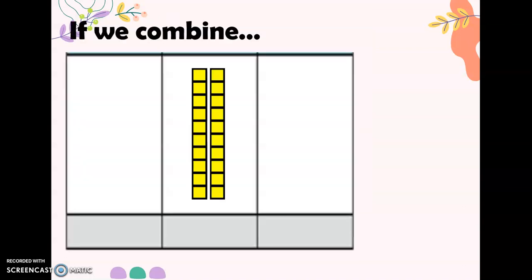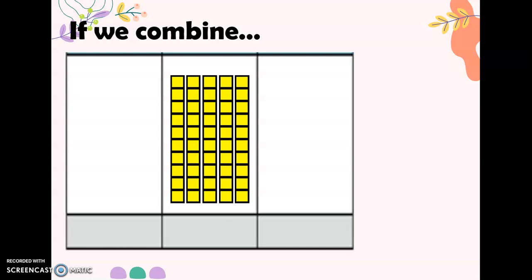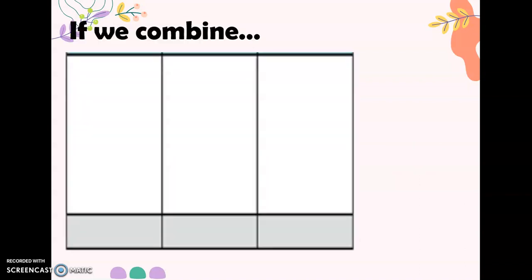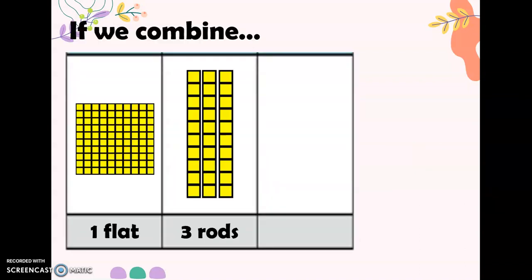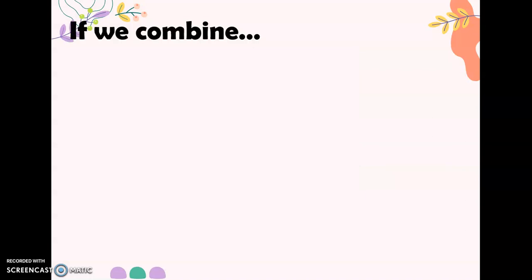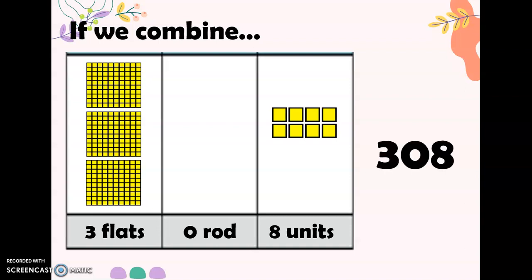Now, if we combine 2 rods and 5 units, then we'll have 25. If we combine 5 rods and 6 units, then we'll have 56 blocks. If we combine 1 flat, 3 rods, and 3 units, then we'll have 133 blocks. If we combine 3 flats, 0 rod, and 8 units, then we'll have 308 blocks or 308 units.